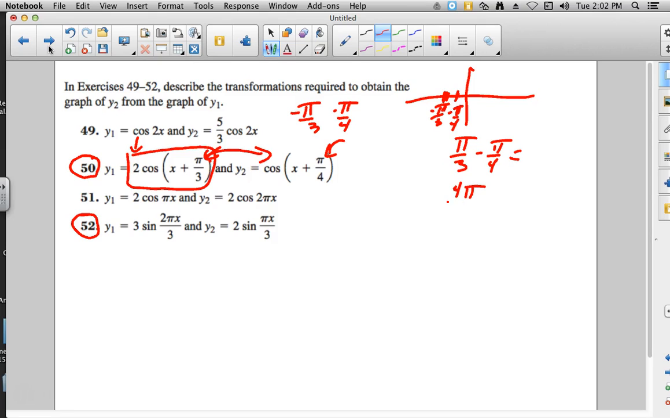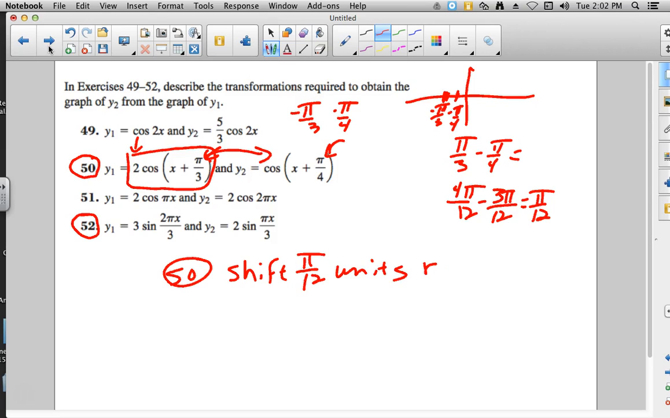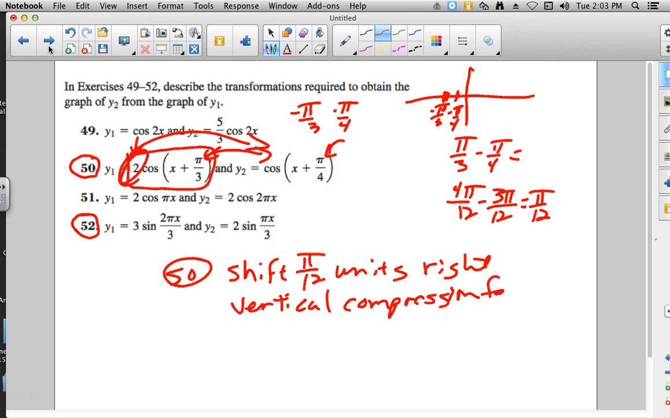And this would be 4 pi over 12 minus 3 pi over 12, which is going to be pi over 12. So it's going to move that graph pi over 12 units to the right. So for number 50, the first thing that we would say is shift pi over 12 units right. And then the 2. How do you get the 2 to be a 1? Well, you'd have to multiply it by 1/2. And if we multiply it by 1/2, that's a vertical compression. So we would need to apply a vertical compression factor of 1/2.